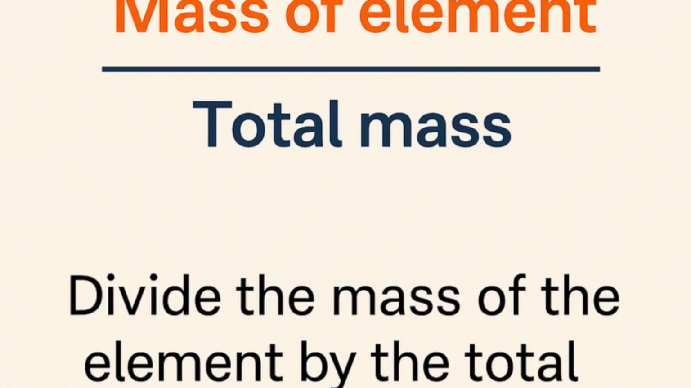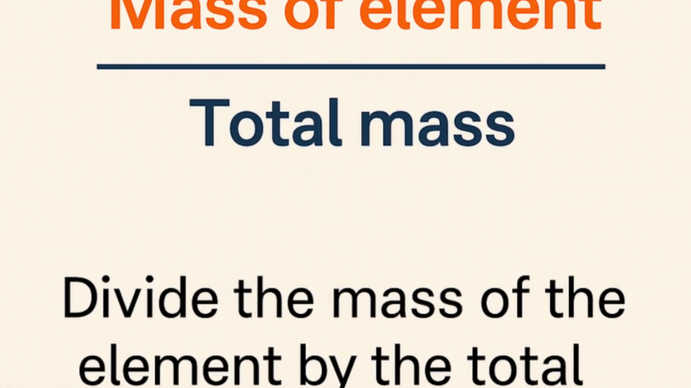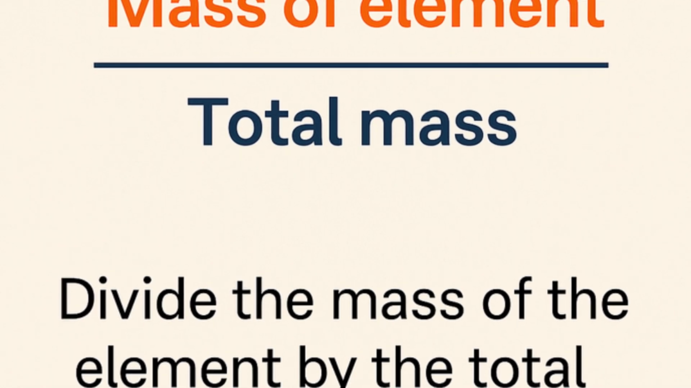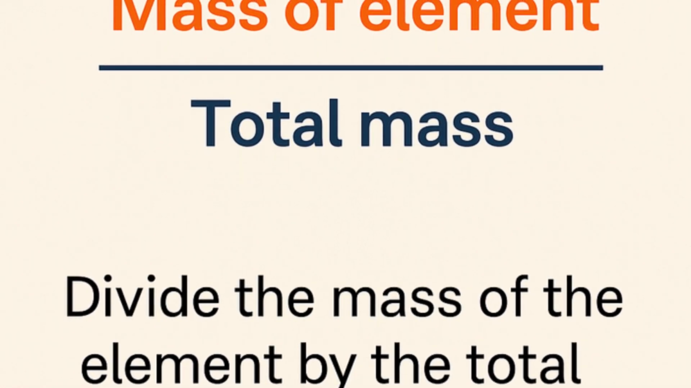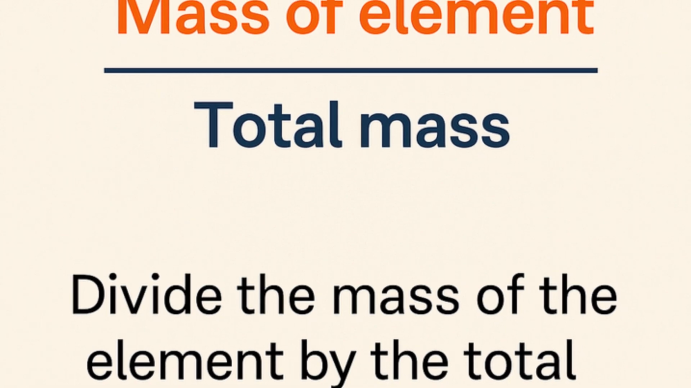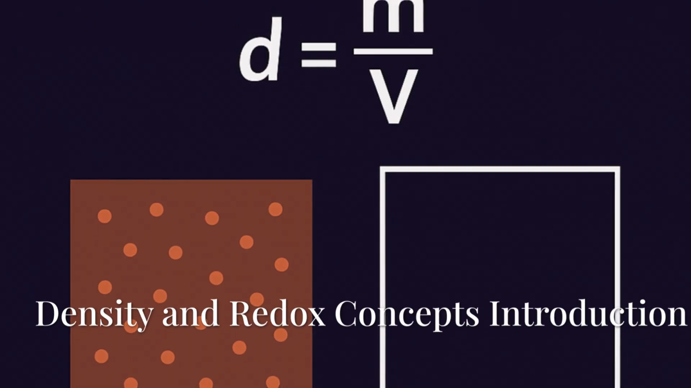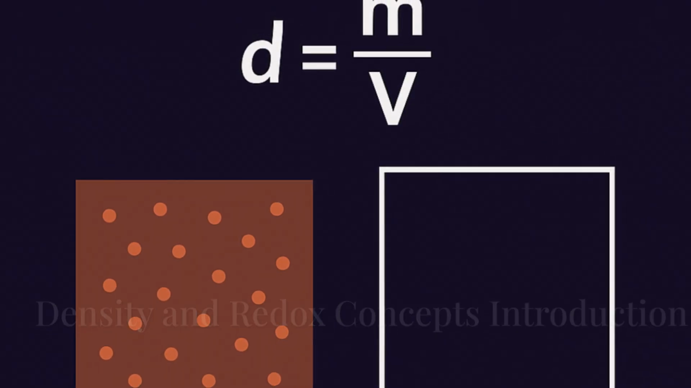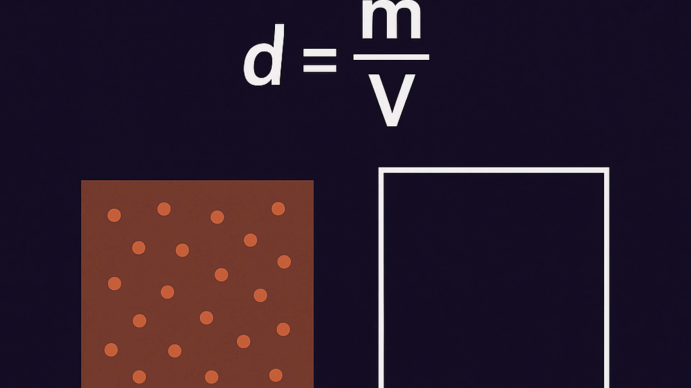Percent composition by mass tells you the proportion of each element in a compound. Divide the mass of the element by the total mass, then multiply by 100. Density is defined as mass divided by volume, usually in grams per cubic centimeter or kilograms per liter.